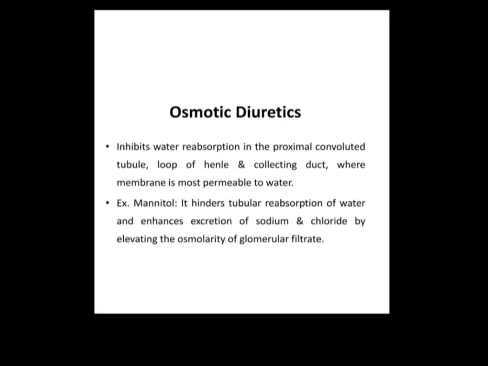First category of the classification of diuretics is osmotic diuretics. Osmotic diuretics inhibit water reabsorption in the proximal convoluted tubule, the loop of Henle and the collecting duct, where the membrane is most permeable to water. For example, the main example of osmotic diuretics is mannitol. Mannitol acts as an osmotic diuretic.